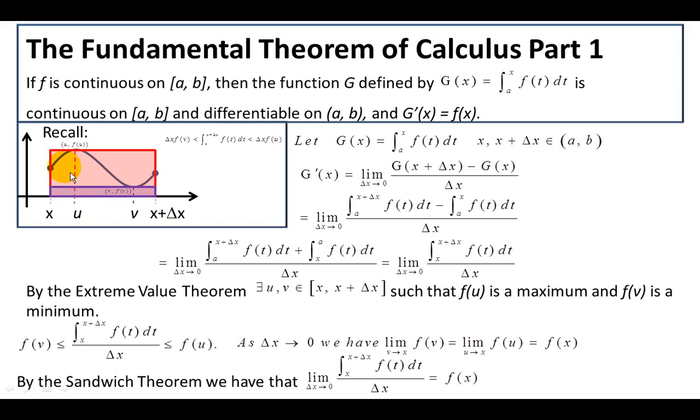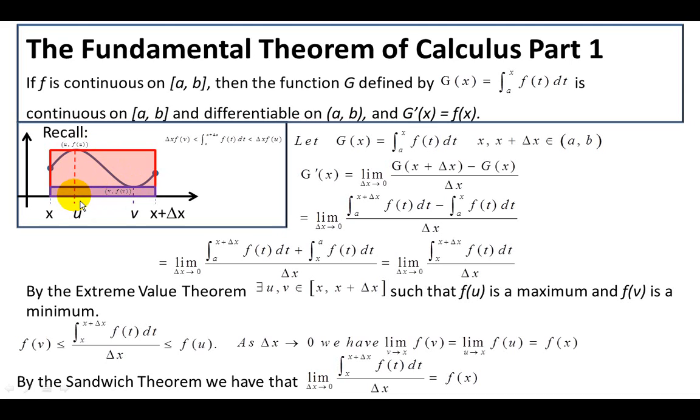Now, the extreme value theorem tells us that when we have this kind of function, continuous from x to x plus delta x and differentiable in the open interval, there is a u in that interval such that f of u corresponds to a max, and there's a v such that f of v corresponds to a minimum. So we have a u and a v in this interval.